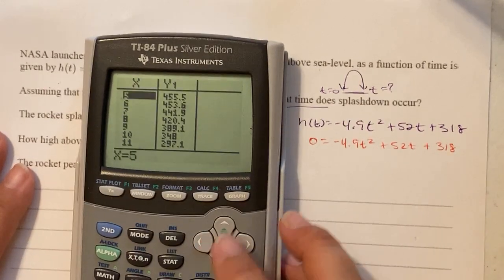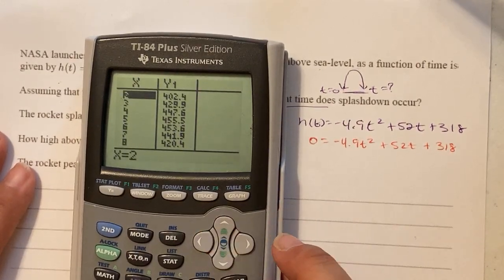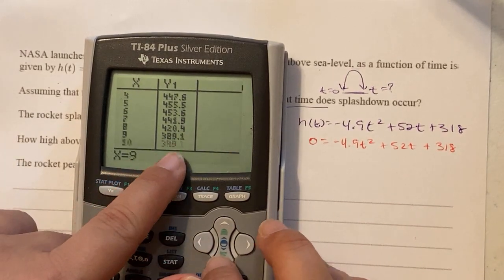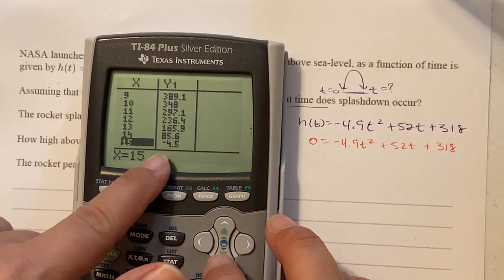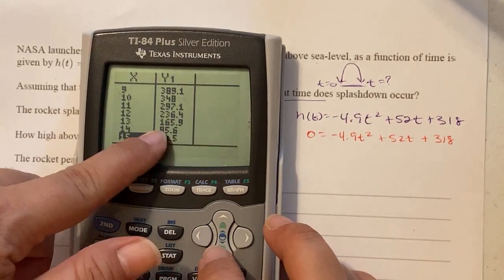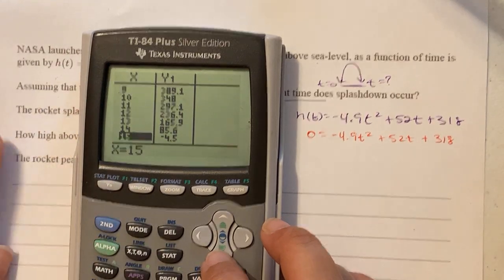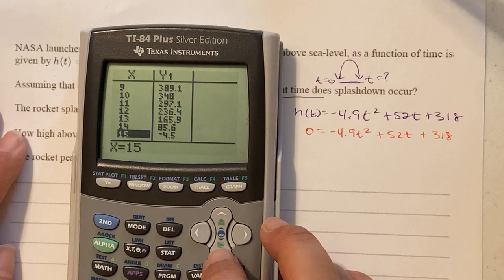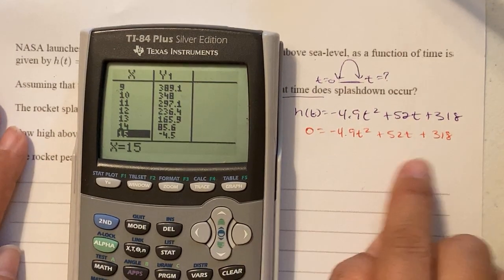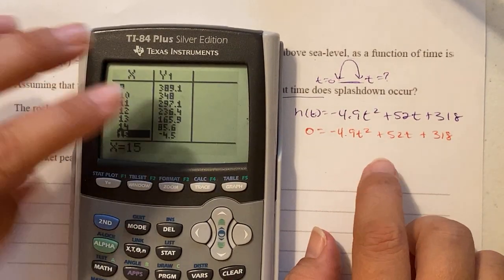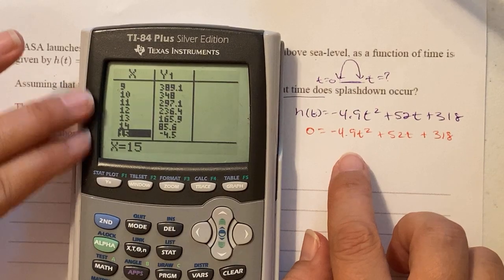Normally you'll start out with x equal to 1. All you're going to do is arrow down until the y value approaches 0. So right here, between 14 and 15 seconds is when the rocket's going to come back down. But it's not going to give you an exact value here, so we're going to use the quadratic formula. I did this instance with the graphing calculator to see how close we are.